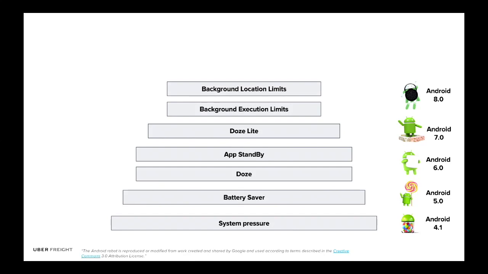Then finally, with the latest iteration of Android, Google introduced two new limits called background execution limits and background location limits that actually target exactly what we are trying to do with the Uber Freight application. On top of that sits our application that has to comply with all those layers of power saving in order to be able to correctly collect this location information and also be able to send it back on time to the Uber servers.